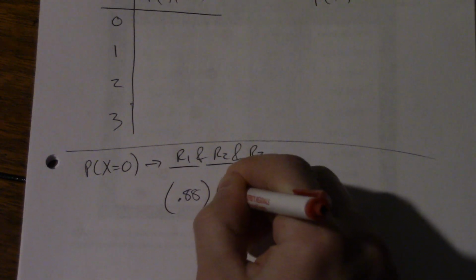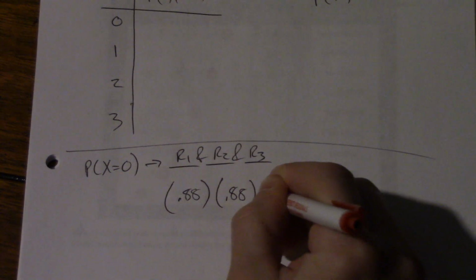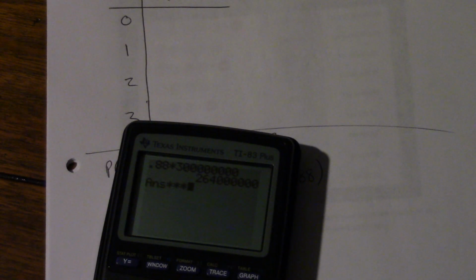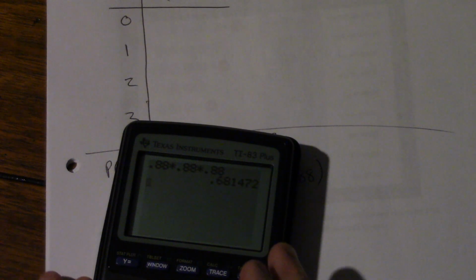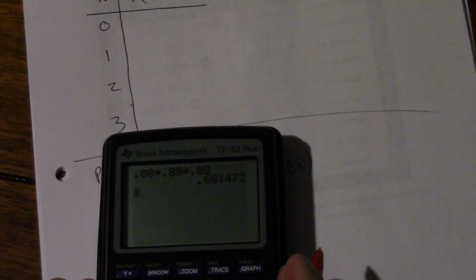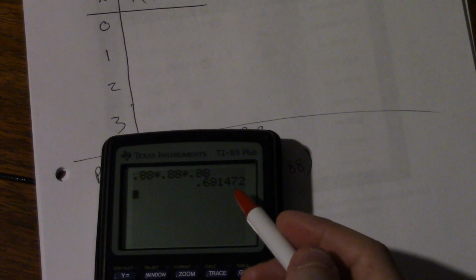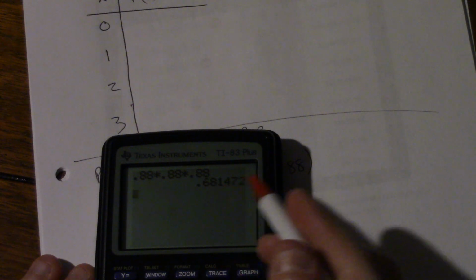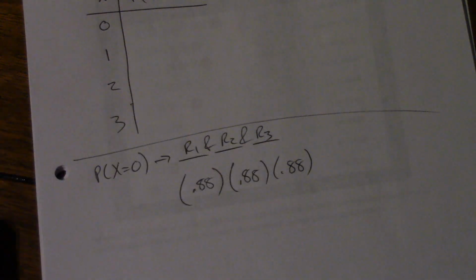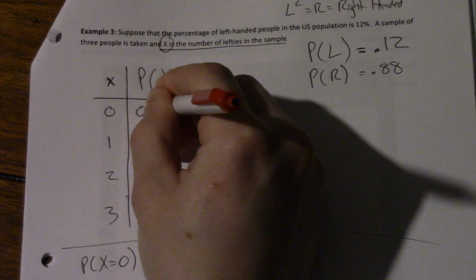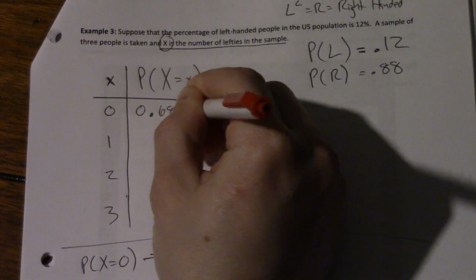So what that means is we can just multiply 0.88 times 0.88 times 0.88. So we get 0.681472. And we're going to leave it like that. Don't round yet. Try to keep as many decimal places as you can. So that's the probability that x is 0. 0.681472.